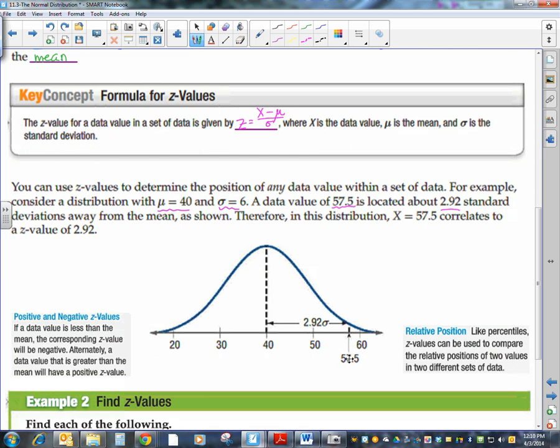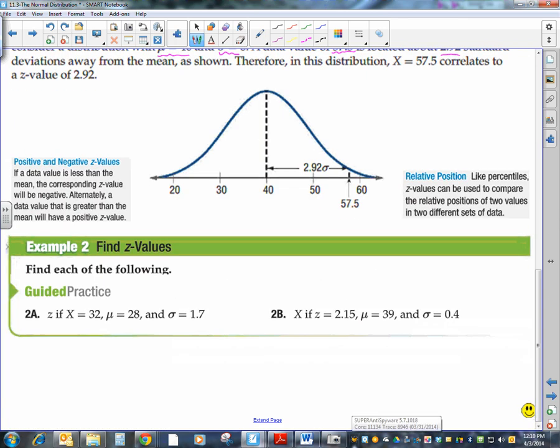Okay, and that tells you that 57.5 falls right there in our distribution. 2.92 is 2.92 standard deviations away from our mean. Okay? Keep in mind if your number is negative, that lets you know that you're going to be below your mean. Positive is going to be above your mean. And again, we use these numbers to represent position. Okay? So let's do a few examples with this.